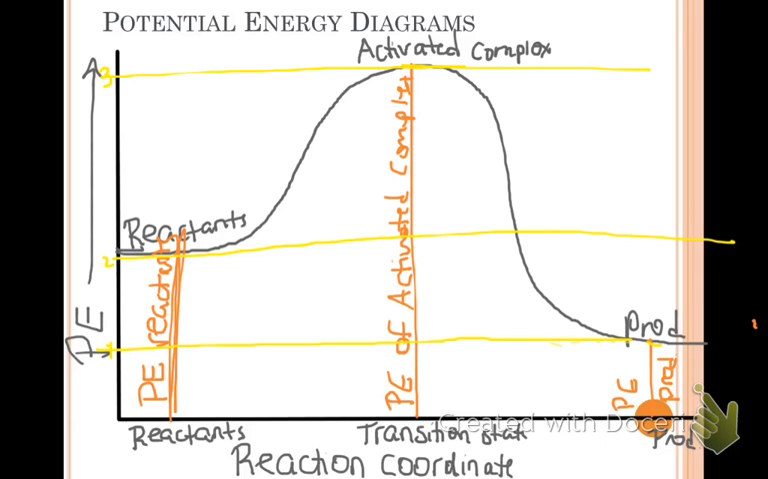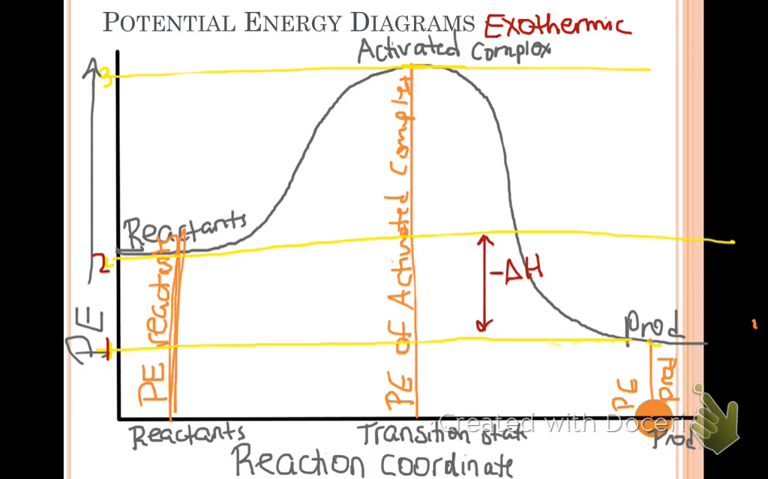If we take the potential energy of the products minus the potential energy of the reactants, that gives us our delta H value, our heat of reaction. This thing right here is our delta H, between the line of the products and the line of the reactants. So if we take products minus reactants, say this is a 1 and that's a 2, 1 minus 2 gives you a negative number. So this is a negative delta H, and you know this is going to be an exothermic reaction.